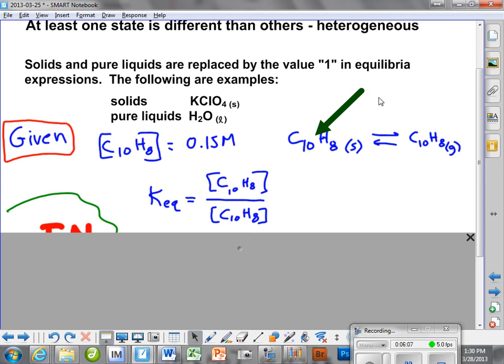Oh, you don't see a plus in there, do you? So it's not like A, B, C, D. No, this is one particular kind of molecule, and it has 10 carbons and 8 hydrogens.